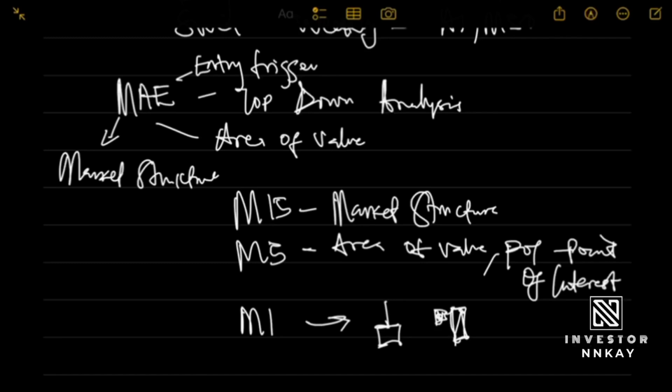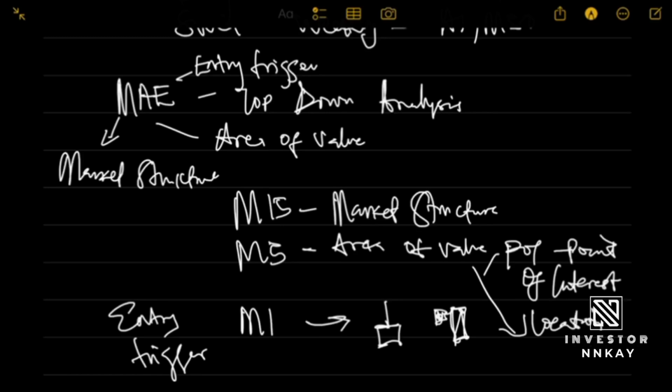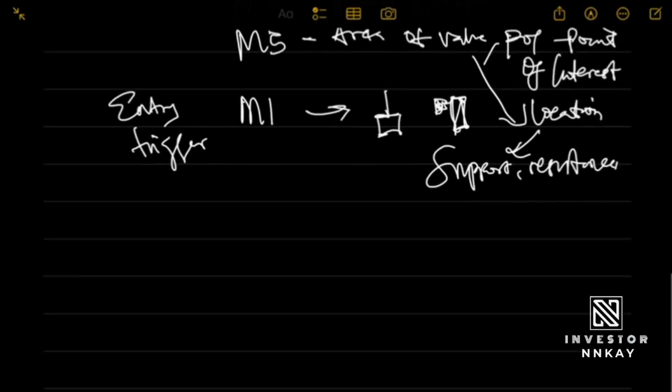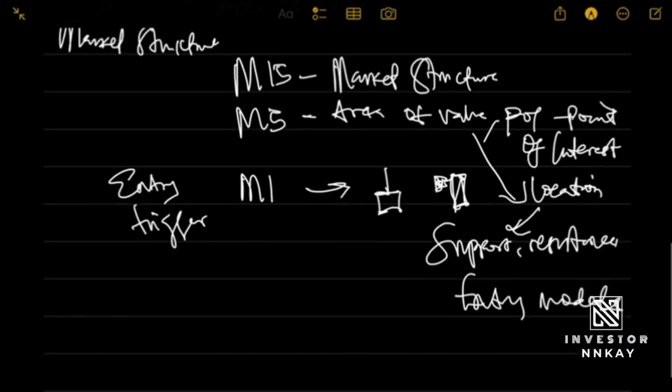So that is how you actually do your top-down analysis. You don't just look for random things, you actually follow protocol. Market structure first, and then area of value, and then you look for your entry trigger. Now on this area of value, apart from looking for point of interest, you will consider location. You consider support, you consider resistance. When you're talking of the advanced technical analysis, there are so many other things like entry models that you also consider here. But let's keep it simple.